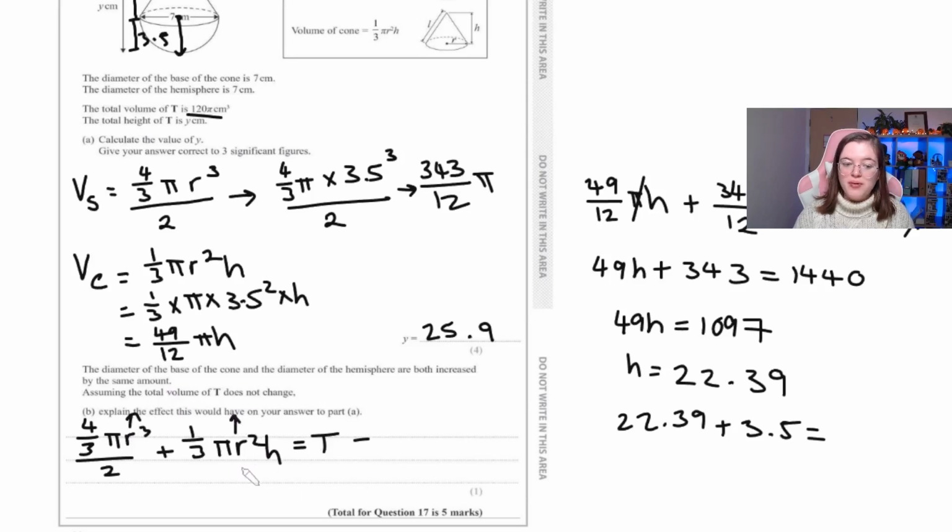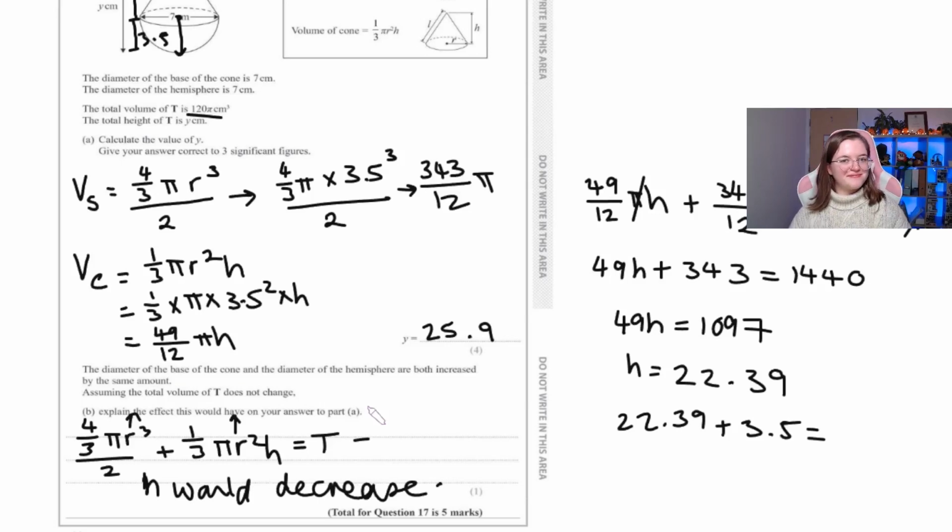If this height went up, then the total would also have to go up, because everything is increasing on this side. So therefore h would have to decrease. H would decrease to make sure this balances out to get this the same as they wanted it here. But there we are.